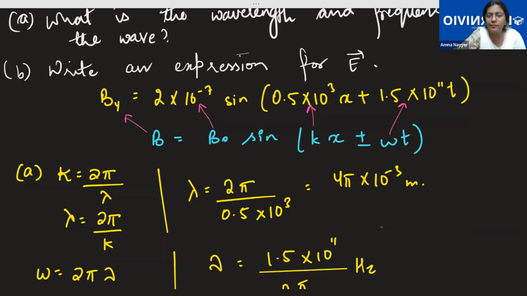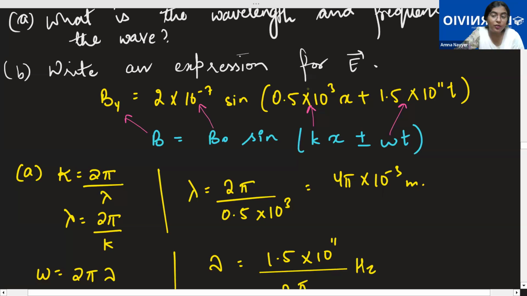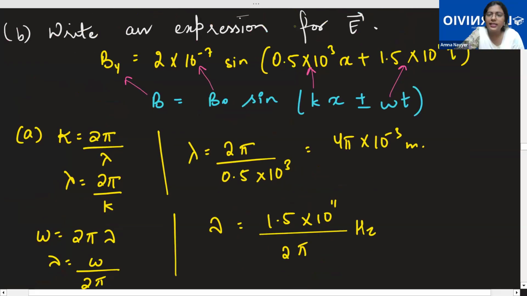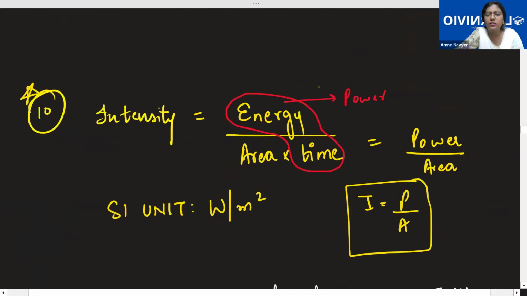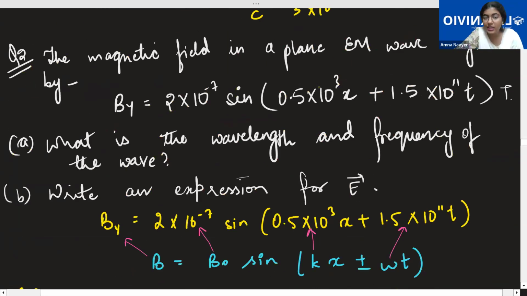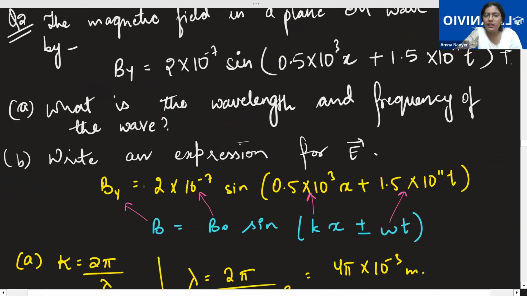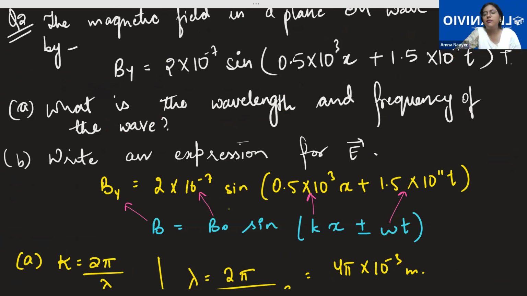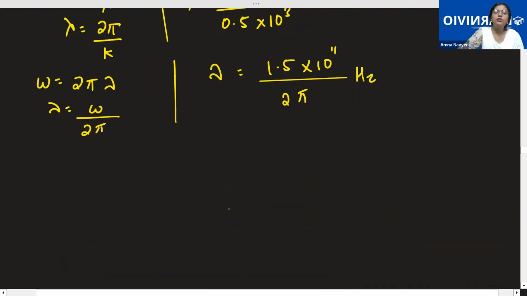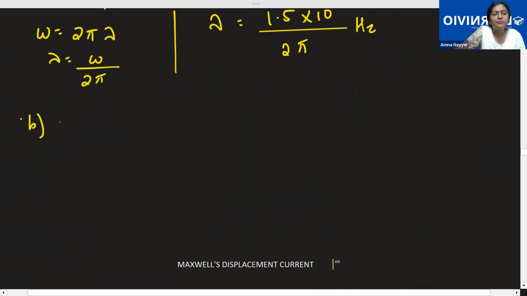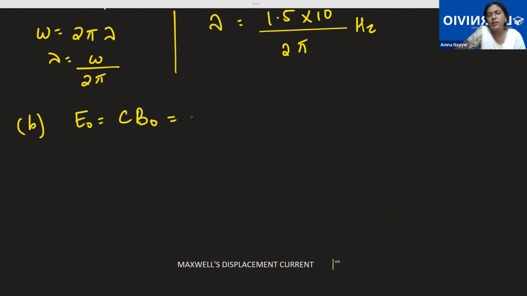Just calculate it later. Then it says write an expression for electric field. See, this part will be the same. When I wrote these two equations, the above two equations, those were exactly the same. What is different? Instead of B, E will come. Instead of the peak value of magnetic field, the peak value of electric field will come. So for the B part, first calculate E naught. That will be C times B naught.